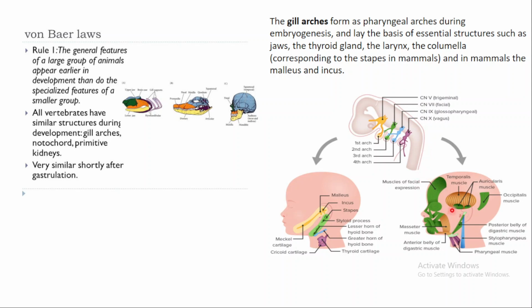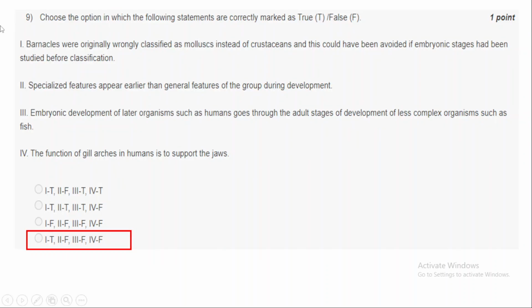Also, the muscles of facial expression and the muscles of the mandible and the jaw muscles. I think we can consider that the function of gill arches in humans is to support the jaws. Statement 4 says supporting the jaws, but the gill arches make the jaws in humans.